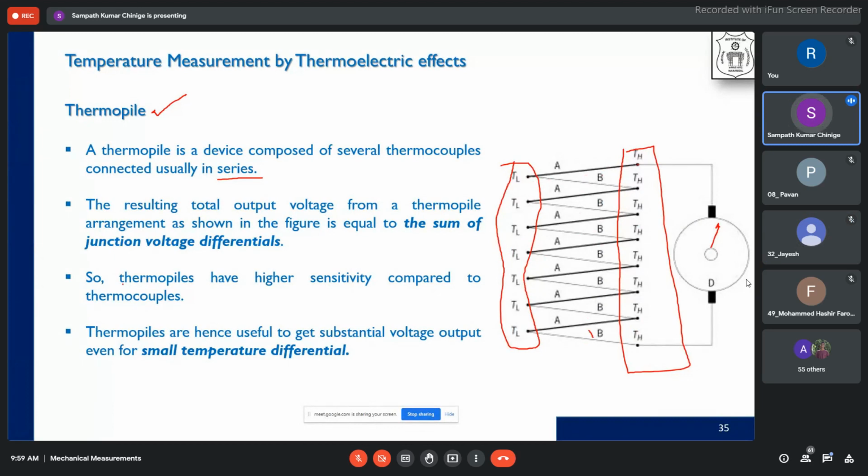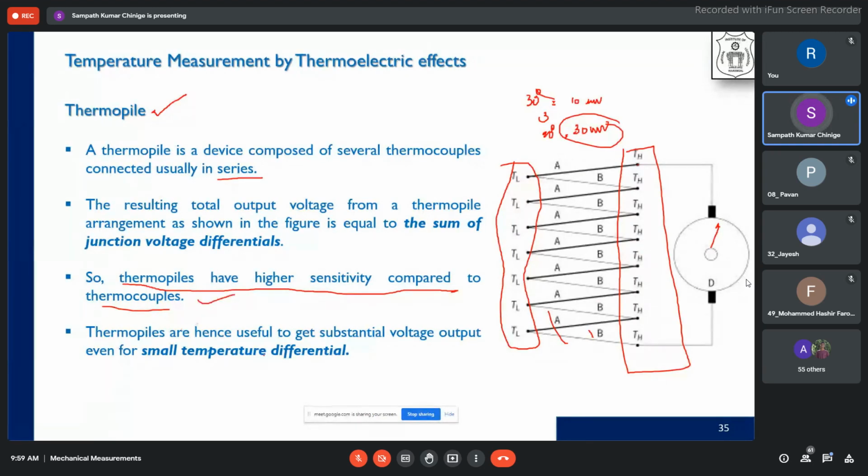So thermopiles naturally have higher sensitivity compared to thermocouples. Ultimately, the difference TH minus TL is equivalent to a voltage value that will be the summation of all of these values. Initially, when one thermocouple is used, for example, you are getting 10 millivolts. Now, if you are using 3, then it will be 30 millivolts for the same temperature, for the same 30 degrees variation. So the sensitivity of the instrument is higher compared to a single thermocouple.